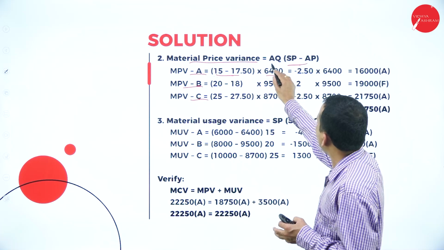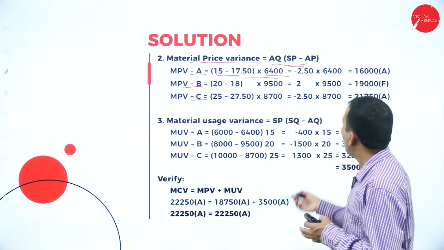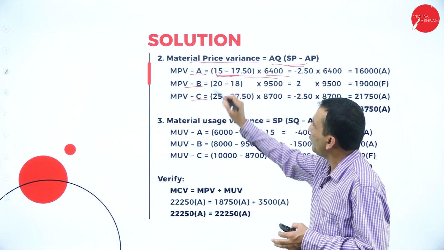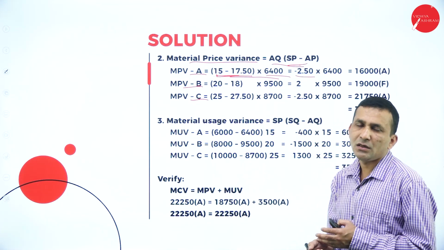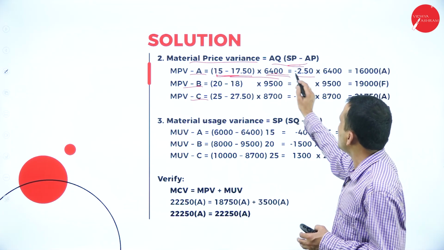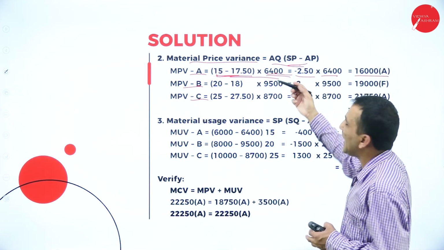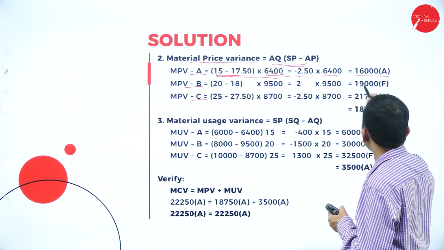For material A, the standard rate given is 15. So obviously we can write here the standard price is 15 minus actual price, which is clearly specified as 17.50. The actual quantity given is 6,400. According to the formula, 15 minus 17.50, obviously we are getting a negative, minus 2.50 into 6,400.